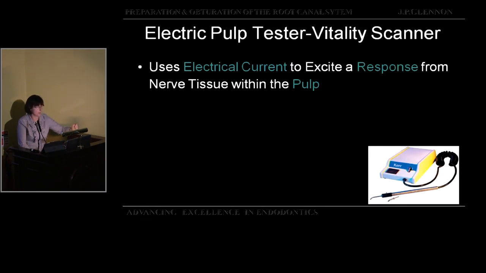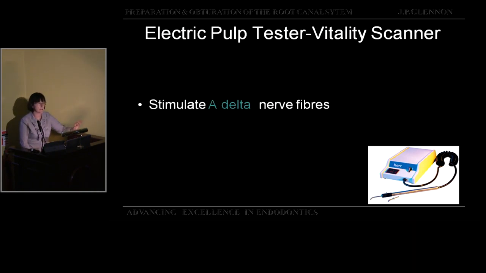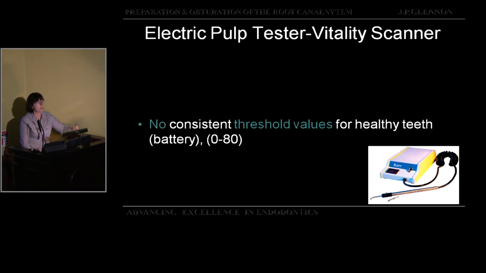The electric pulp tester. This uses electrical current to excite a response from nerve tissue within the pulp. So it's actually stimulating your A delta fibres, the short and sharp fibres. Need to be aware that there isn't a consistent threshold for healthy teeth. So years ago we used to have a sticker in the dental hospital that said incisors respond 0 to 30, canines 30 to 40. That's rubbish. This is a battery device. Your battery may be flatter than it was the last time you tested.